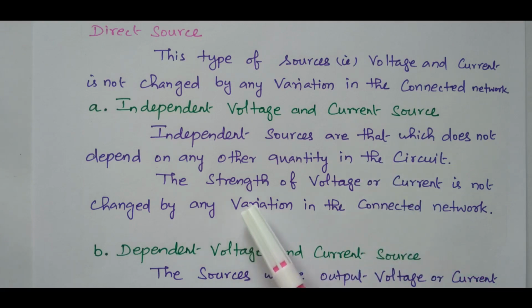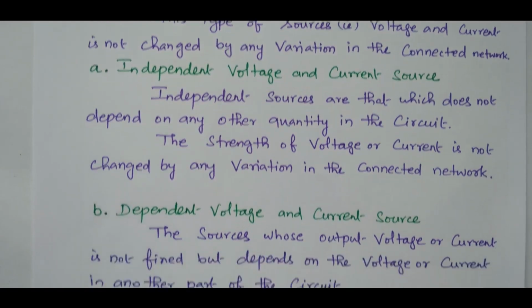That is, the strength of voltage or current is not changed by the variation in the connected network. It always gives a constant voltage or constant current. It will not be affected by changing some other parameter. That's why it is called independent. It always gives a constant voltage or constant current.